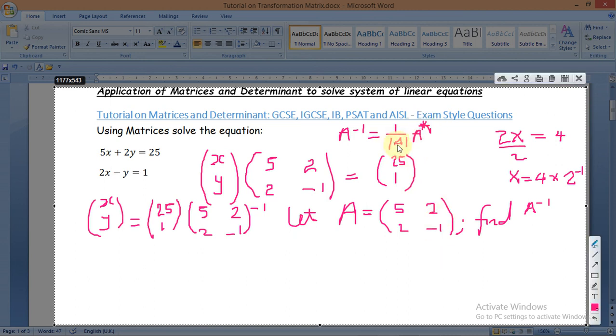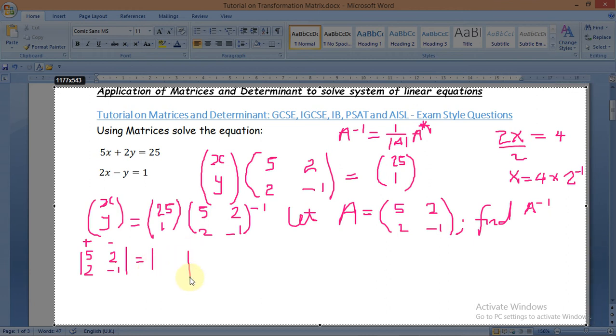Okay, so the first thing now is to go for the determinant of A. How do you find the determinant of A? So the determinant of 5, 2, 2, minus 1. How do you find the determinant? I did that before, so just put plus here and minus here, and go ahead and do the multiplication. So you cross it, okay?